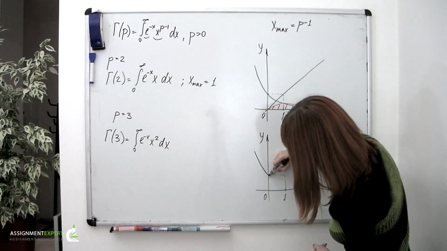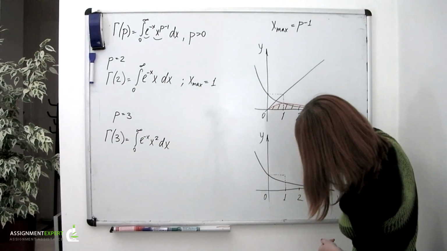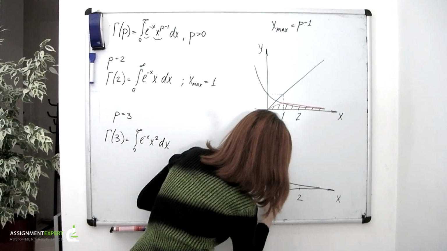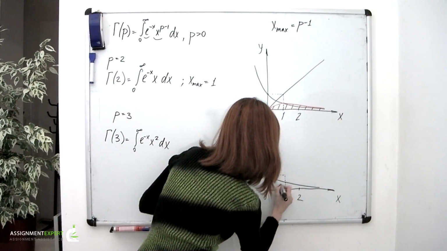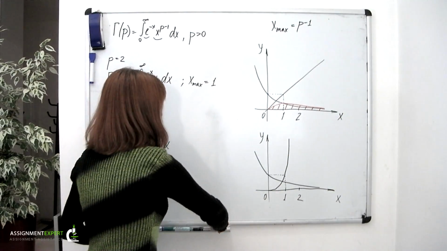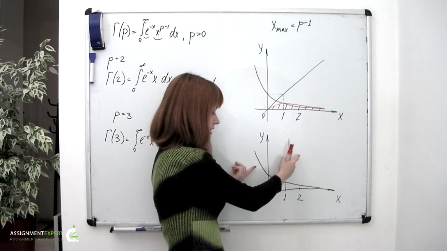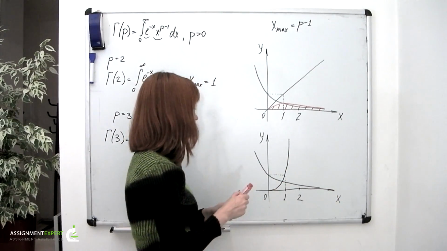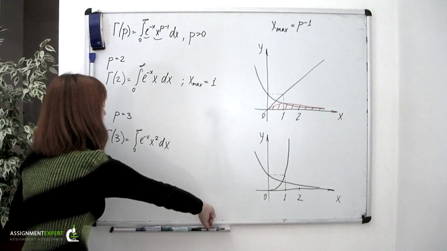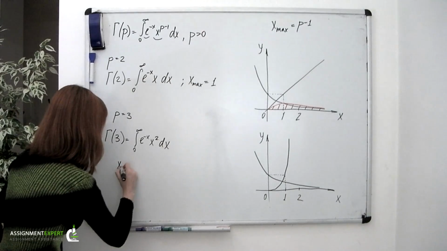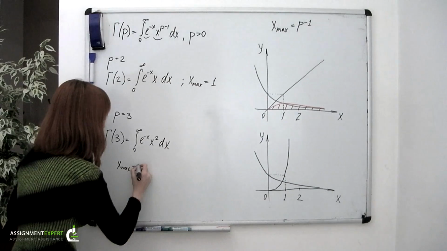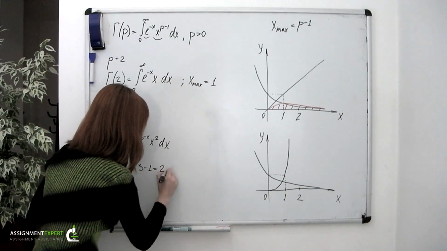So here comes the exponential function. And a quadratic function, a parabola. And again, we'll start multiplying values of these two functions for each x, moving from 0 towards infinity, and obtain a new product curve, which will have a maximum at the coordinate p minus 1, which is 3 minus 1, which is 2.